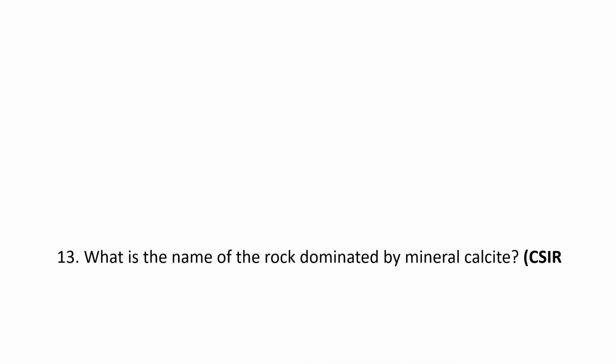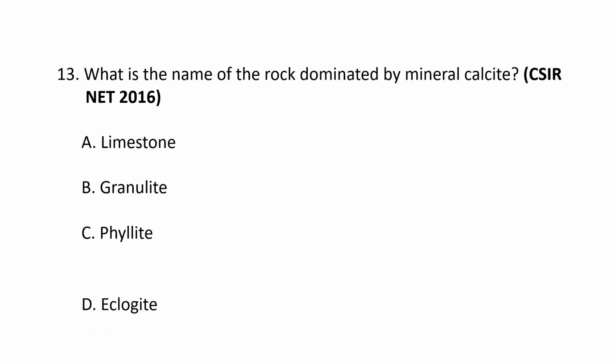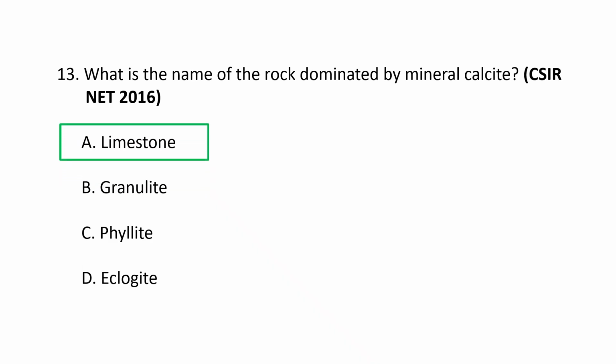Next question. What is the name of the rock dominated by mineral calcite? A very straightforward question. A. Limestone, B. Granulite, C. Phyllite, and D. Eclogite. The correct option goes as A. Limestone.